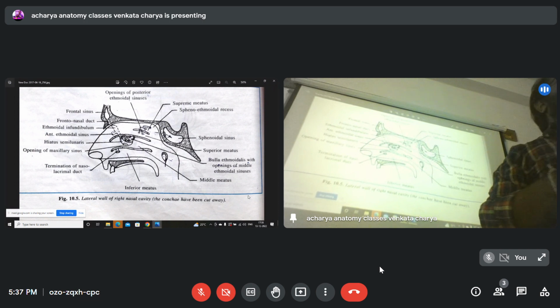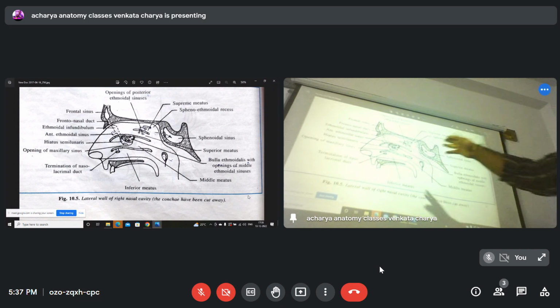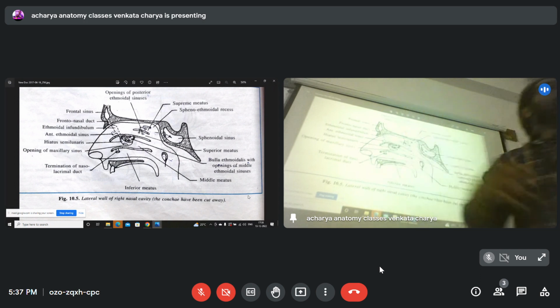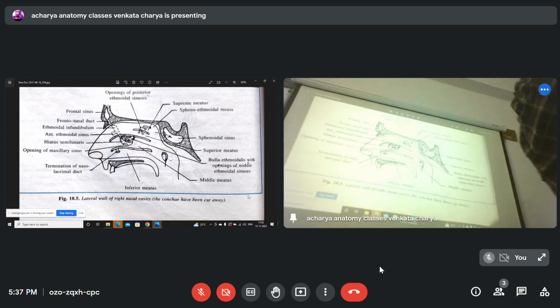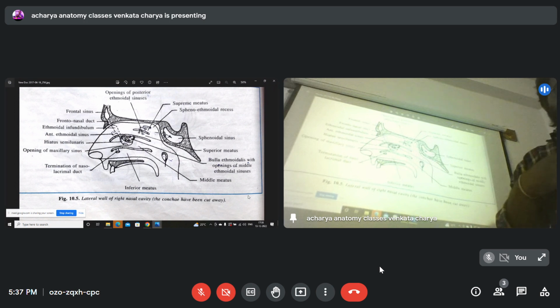Are you getting? Next, in the inferior meatus, there is the opening of the nasolacrimal duct.